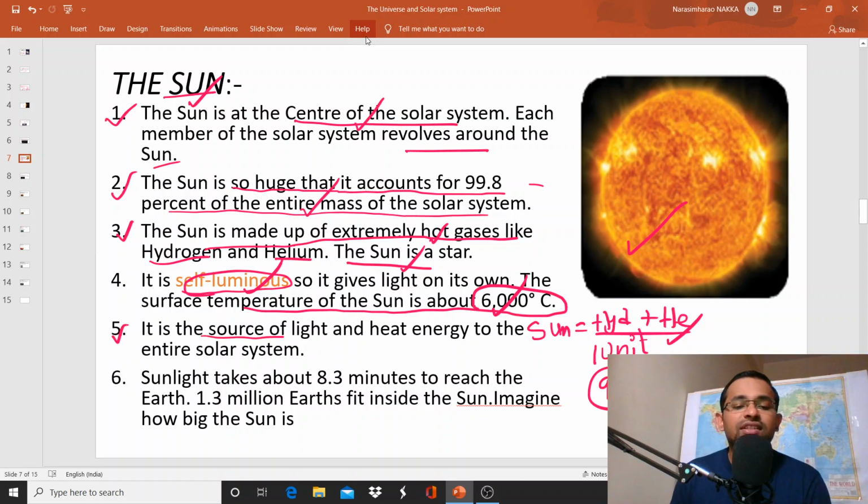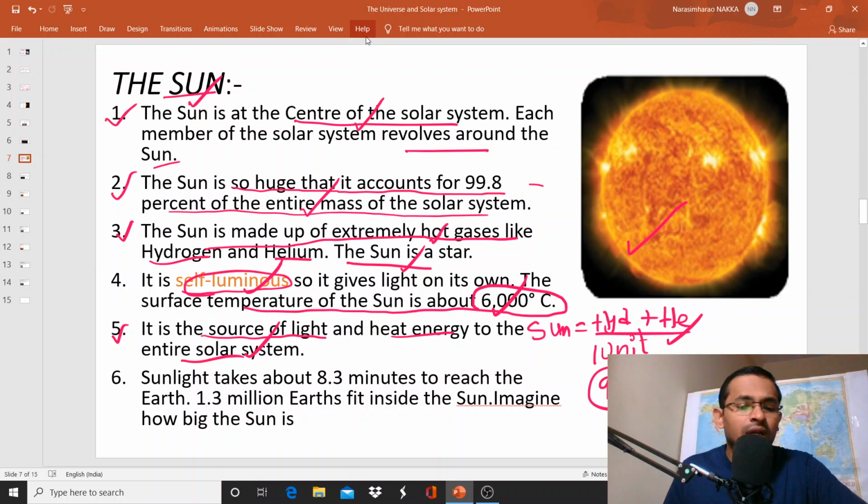And of course, the sun is a source of light and heat energy to the entire solar system. That means all the planets in the solar system derive heat and light from the sun. So it is clear that the planets are non-self-luminous bodies because they depend on the sun for light and heat. Earth is a non-self-luminous body, and there is no doubt that Earth receives heat and light from the sun. That's why in our tradition, the sun is considered as God, and of course, we worship him.